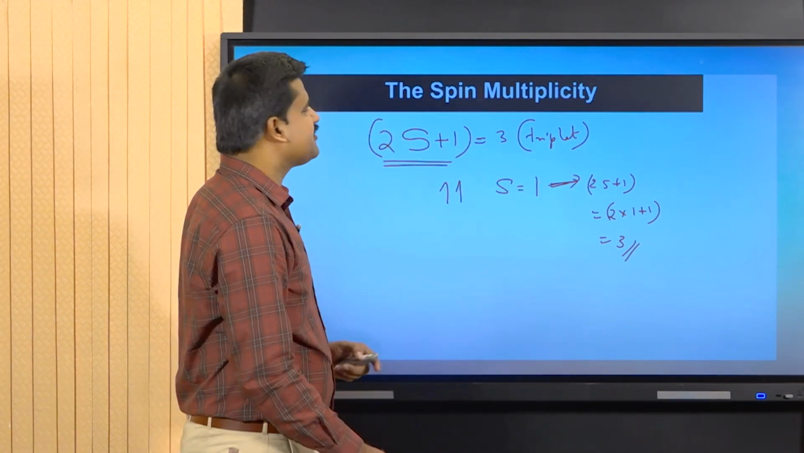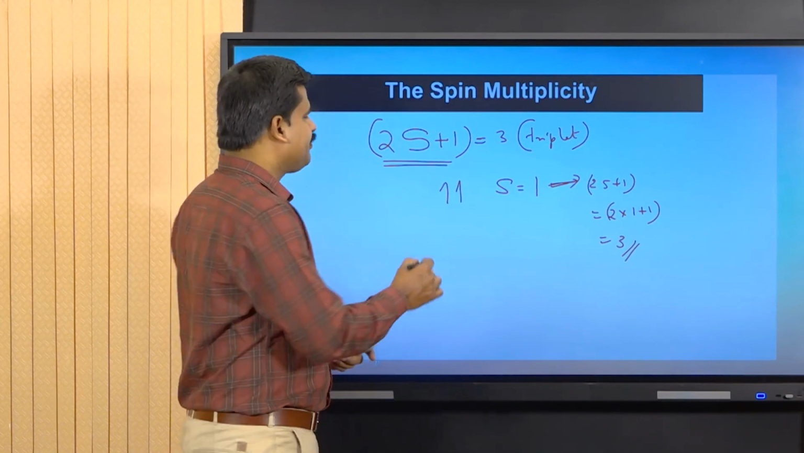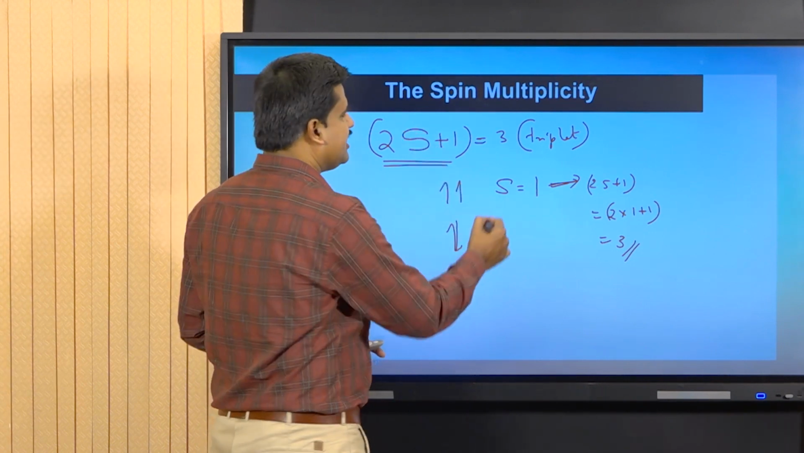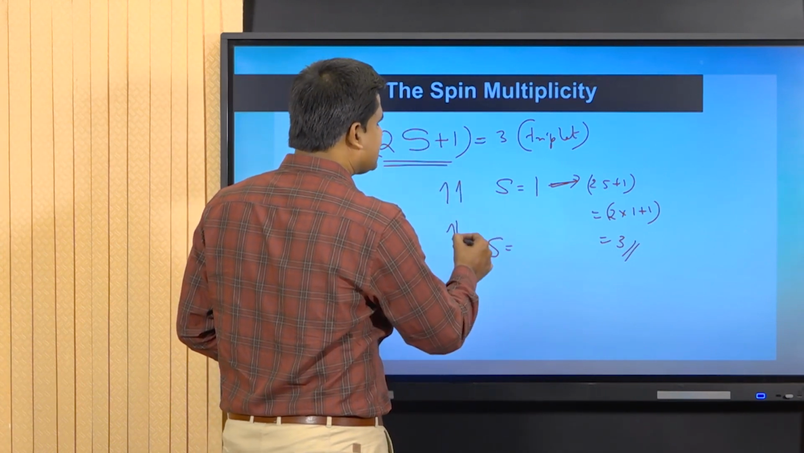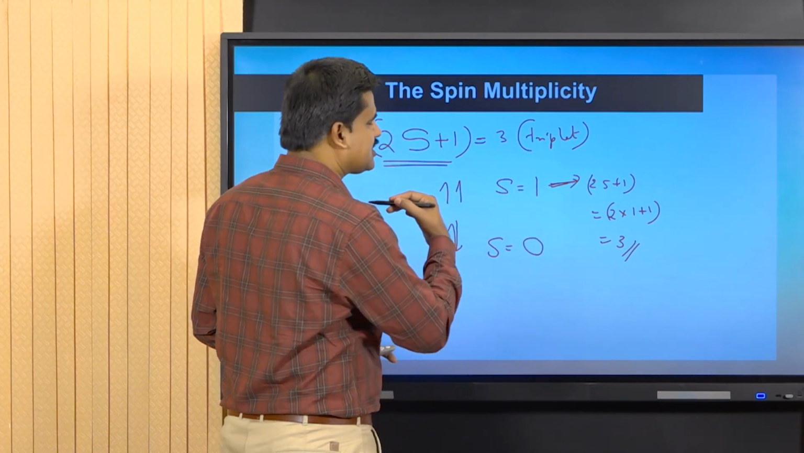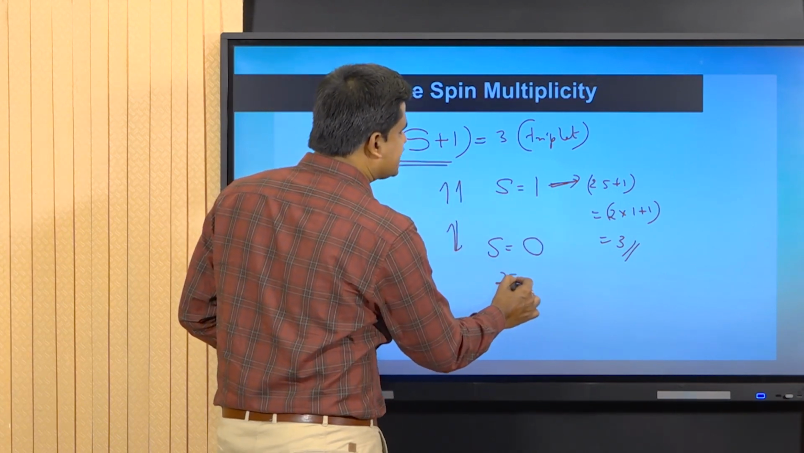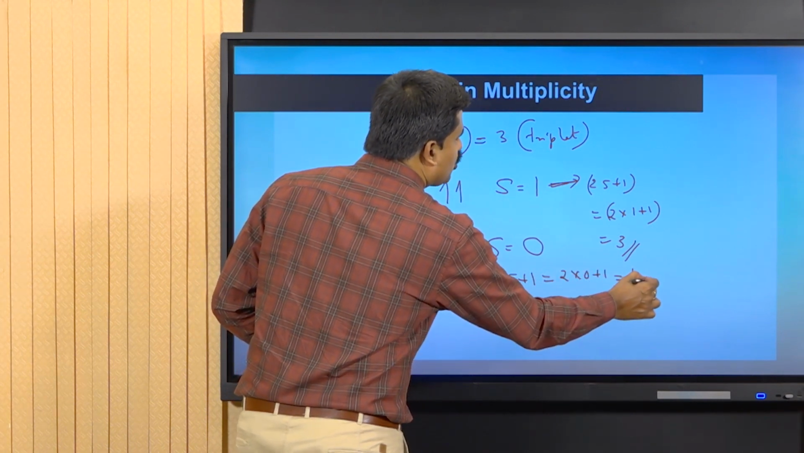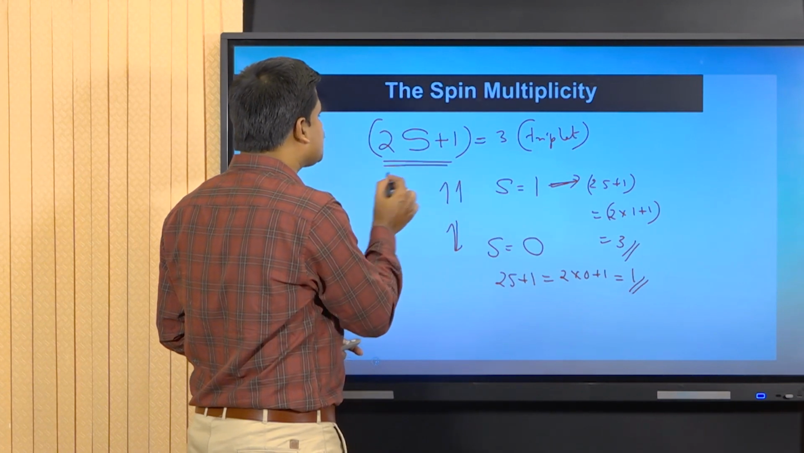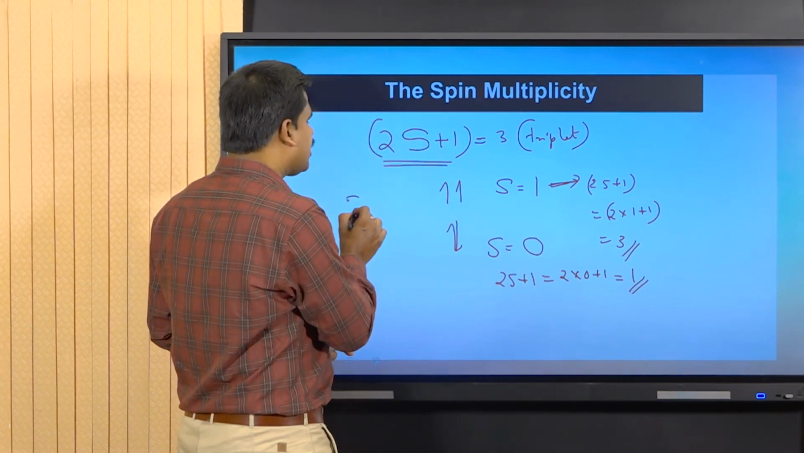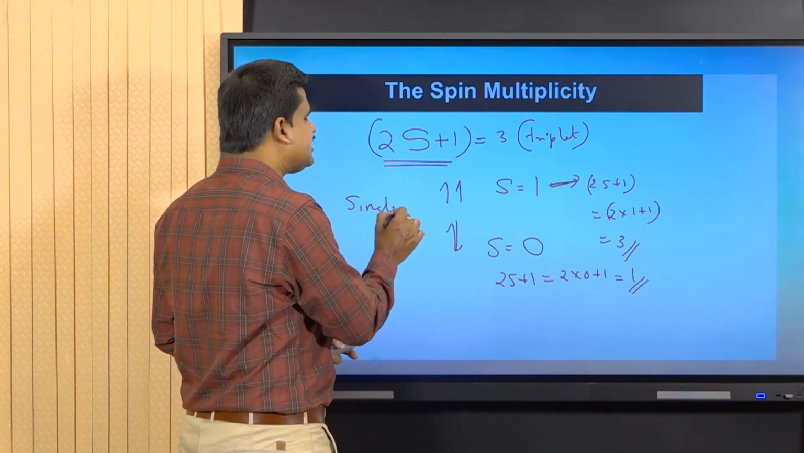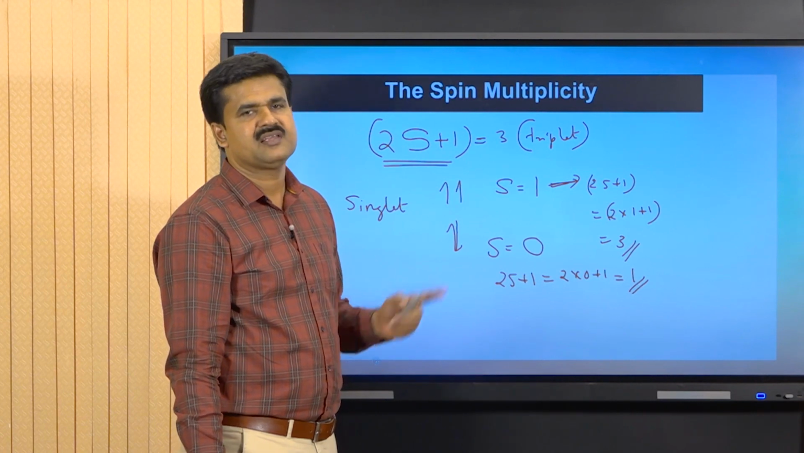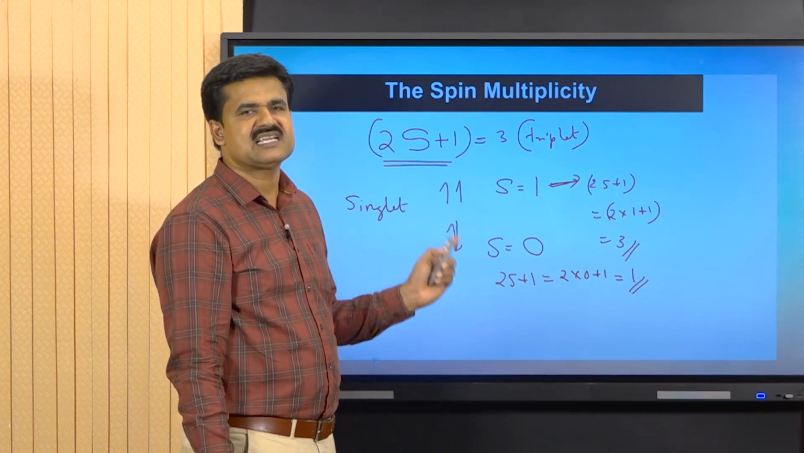Now, suppose we have a system of two unpaired electrons. One has clockwise spin and the other has anti-clockwise spin. Then we can say that S is equal to plus half plus minus half, so S is equal to 0, which implies that 2S plus 1 is equal to 2 into 0 plus 1, that is equal to 1. If 2S plus 1 is equal to 1, you can call that state a singlet state. So, this is very, very important, singlet state.